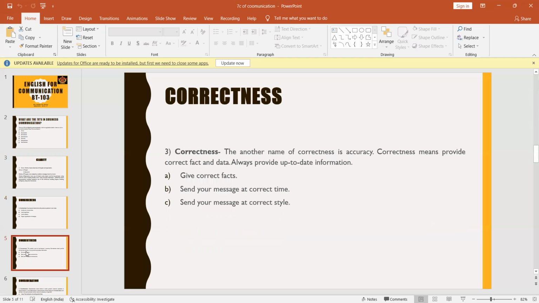Then, coming to the third part, that is correctness. Correctness means accuracy. Correctness also means providing correct facts at the correct time, and always up-to-date information. Give correct facts, send your message at the correct time, and send your message in the correct style. Because whenever we are giving correct messages, the receivers always want to know what kind of messages we are providing. So always give up-to-date information in the messages.